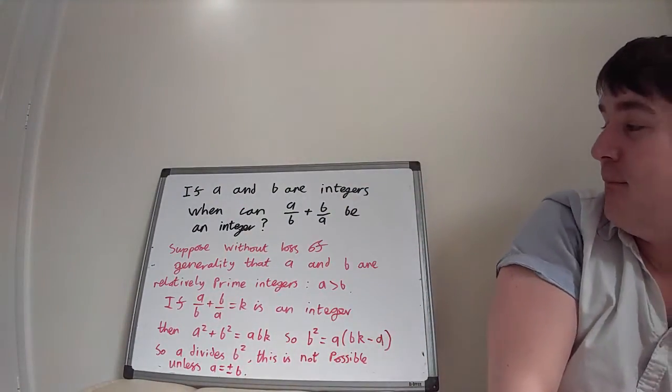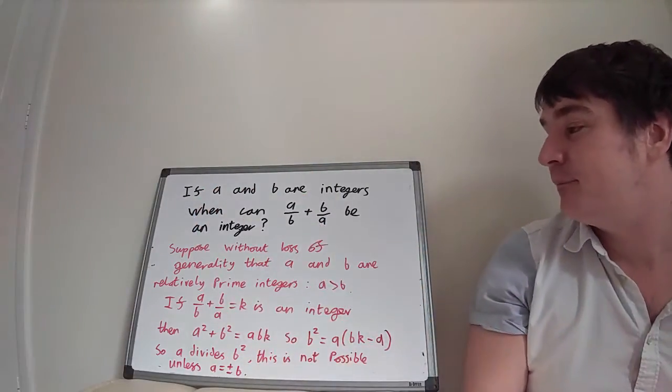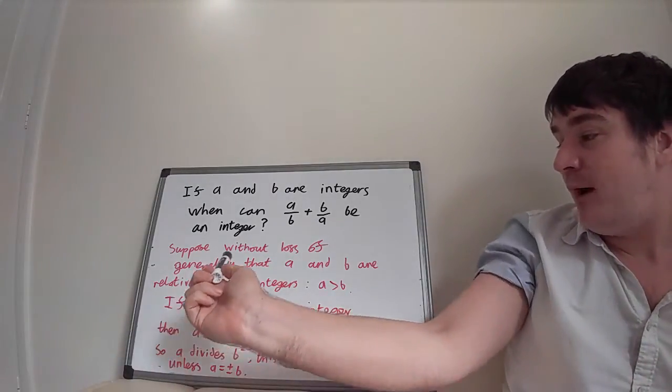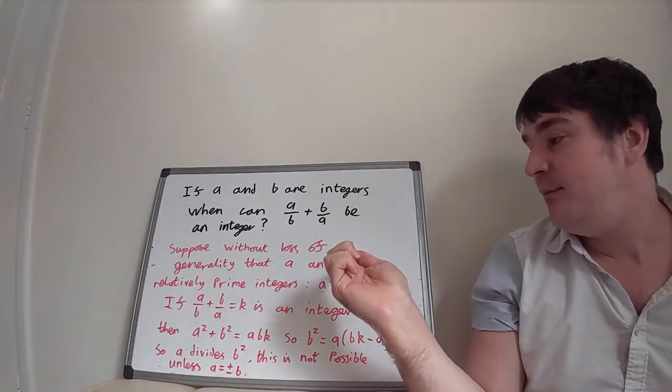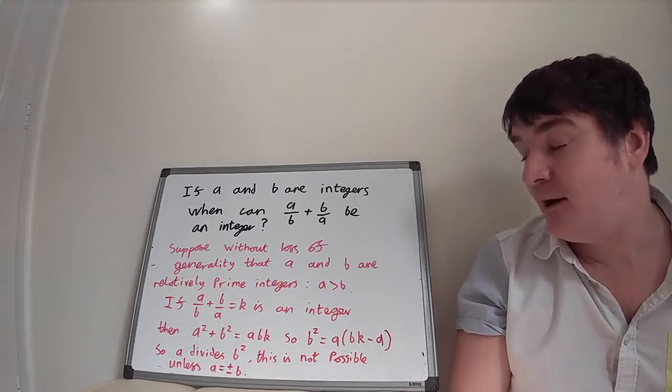this is the question then. For integers a and b, when is this an integer? So here's the argument. We suppose, without loss of generality, that a and b are relatively prime. That means they have no prime factors in common.